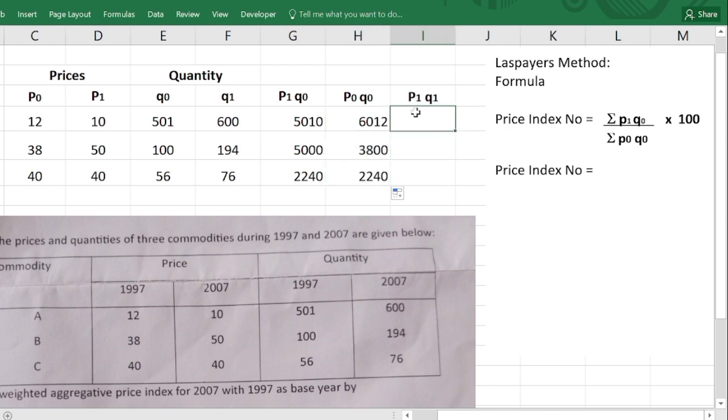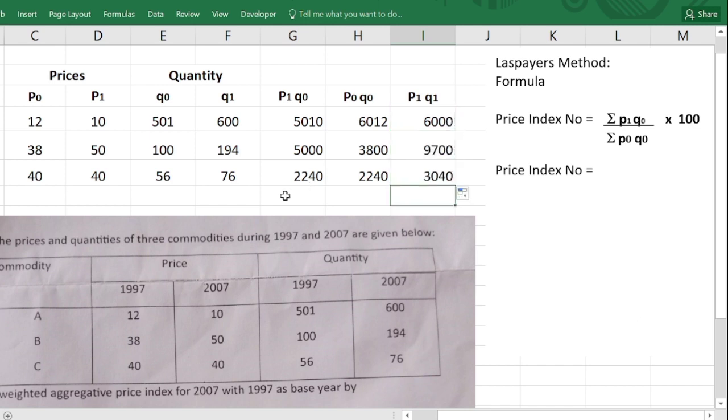In the same way, the P1 Q1 column we generate easily. First of all, we apply the formula: equal, and we select the P1 metric, where the P1 values are given. As you see, P1 is multiplied with Q1, so we apply the multiplication sign, shift 8, and then we select the Q1 metric. We select it, and after that we press enter. So we find the value of the first P1 Q1 metric, and we drag down and find the column of P1 Q1.